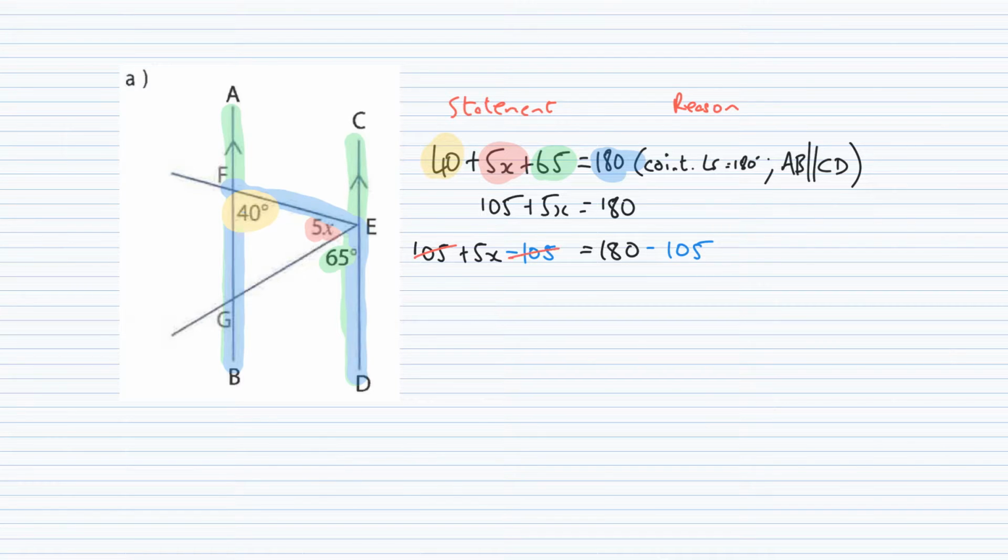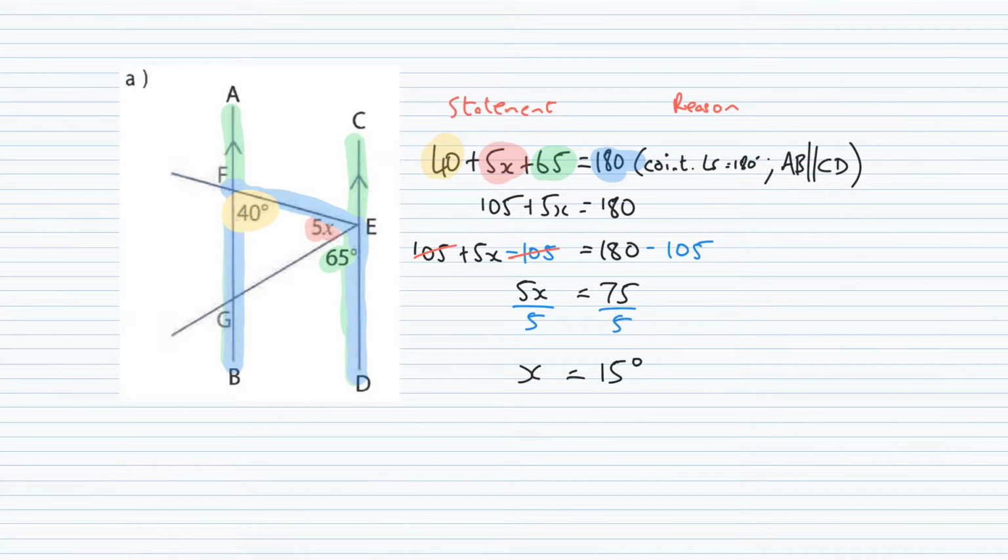That 105 minus 105 is 0, so on our left-hand side we're left with 5x. On our right-hand side we're left with about 75, and let's divide each side by 5, in which case our left-hand side is going to be x, and our right-hand side is 15, and we can add our little degrees there at the end.